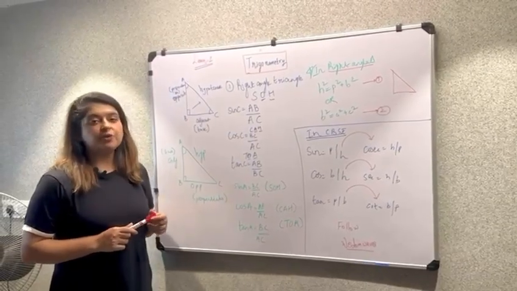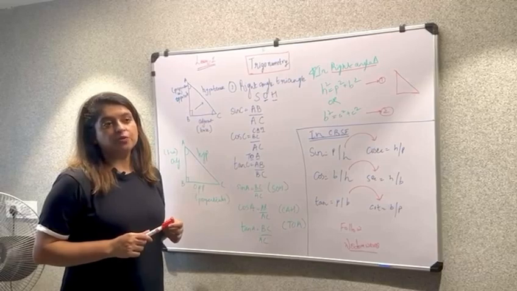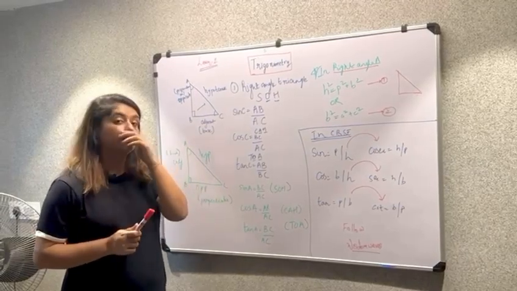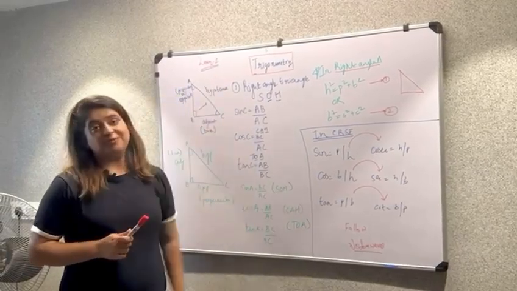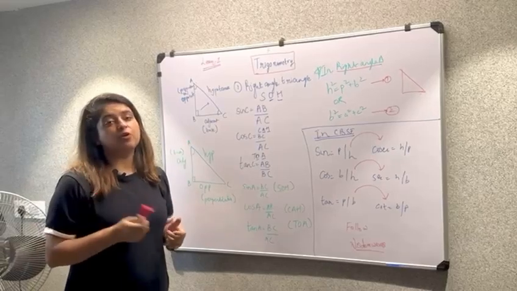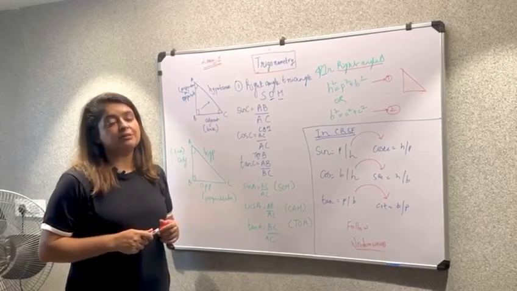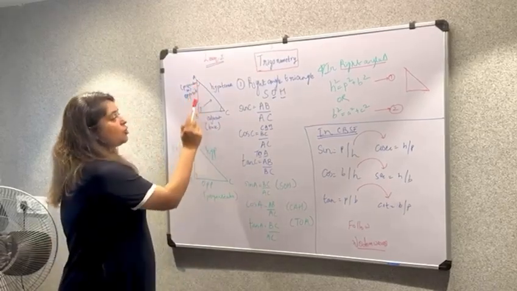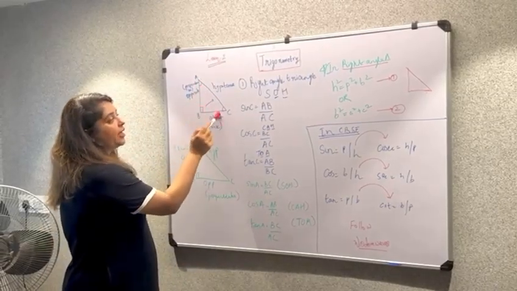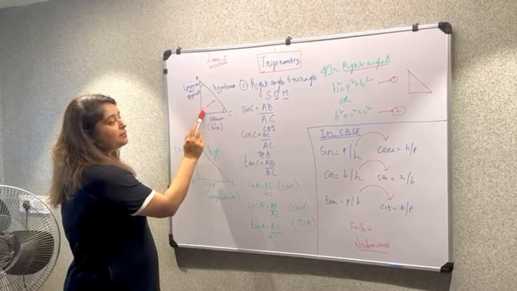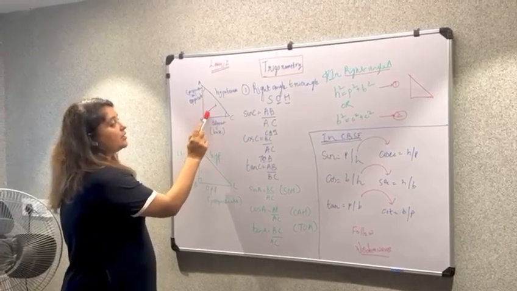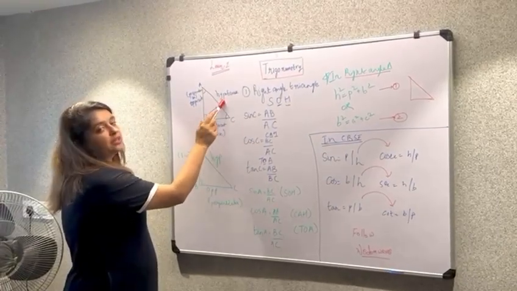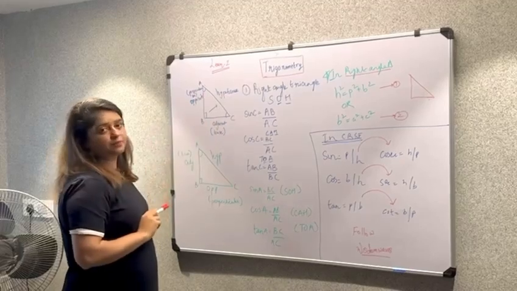So today I'll be doing a very important topic with you which is done across almost all boards, trigonometry. Now the first thing I want you to understand for trigonometry is it's applied only in a right angle triangle. So if you see over here we have a right angle triangle, which means this is my 90 degree and the side which is opposite to 90 degree is my hypotenuse.